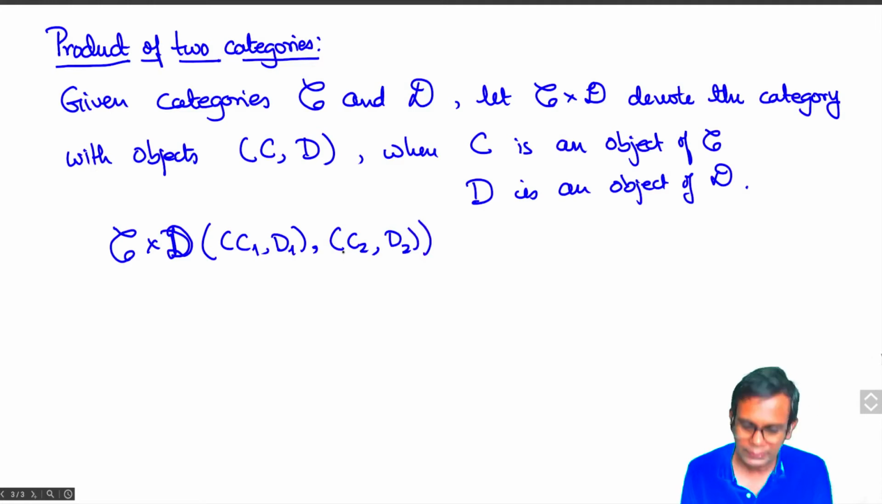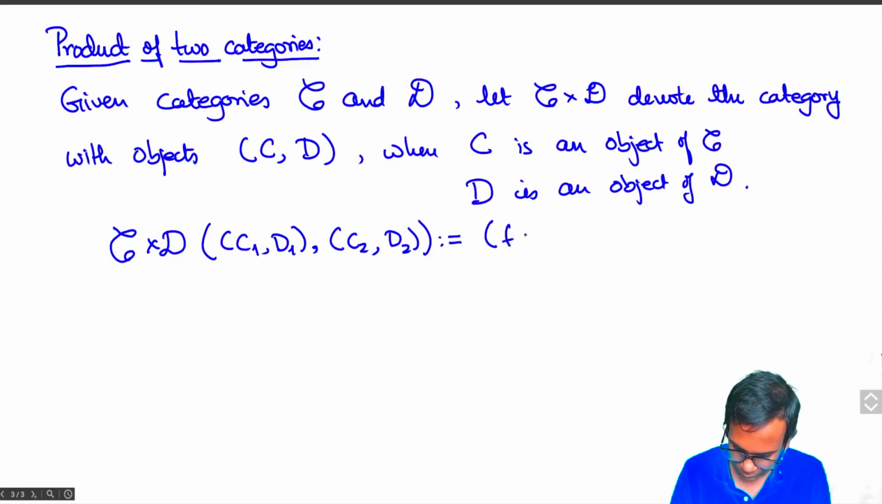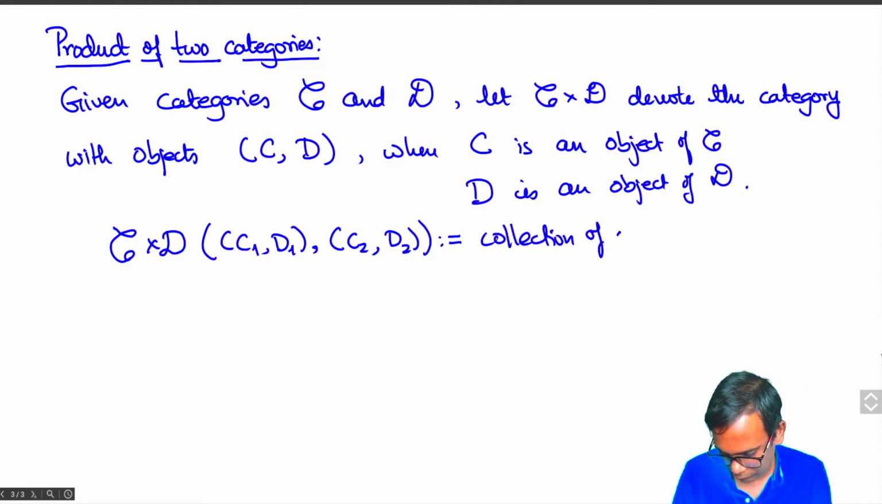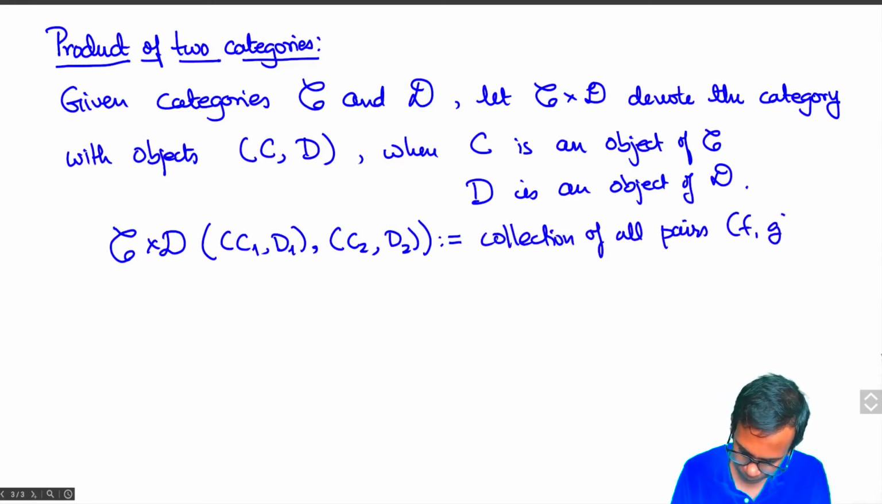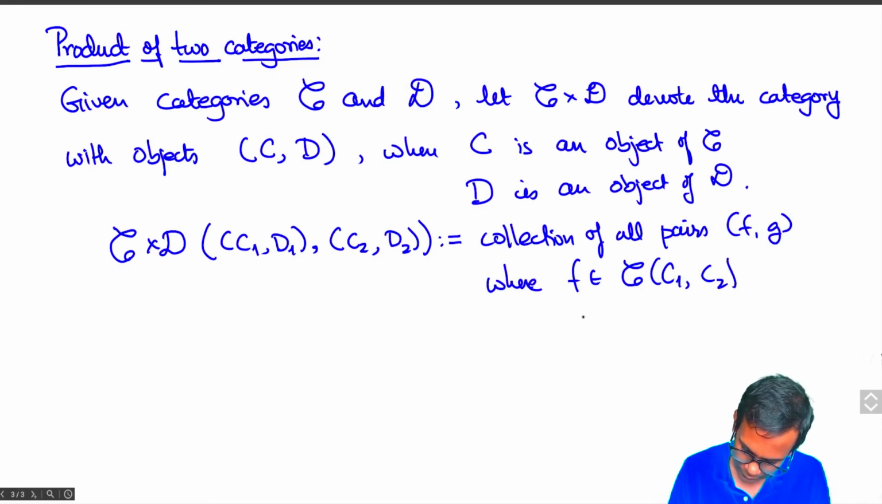So here c1 and c2 are objects in the category C, and d1 and d2 are objects in the category D. Let's write this neatly. And this is defined to be just pairs of arrows, the collection of all pairs (f, g), where f is an arrow in C from c1 to c2 and g is an arrow in D from d1 to d2.